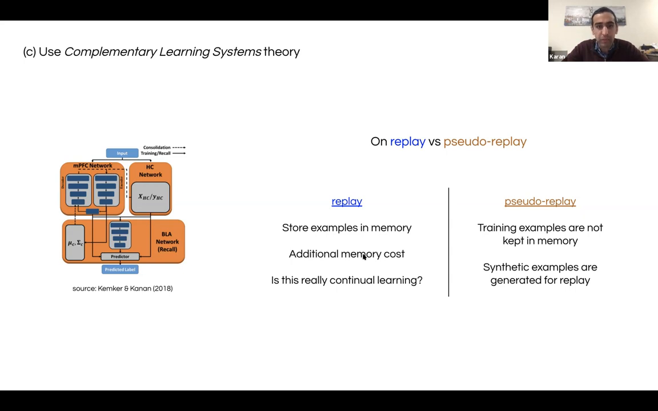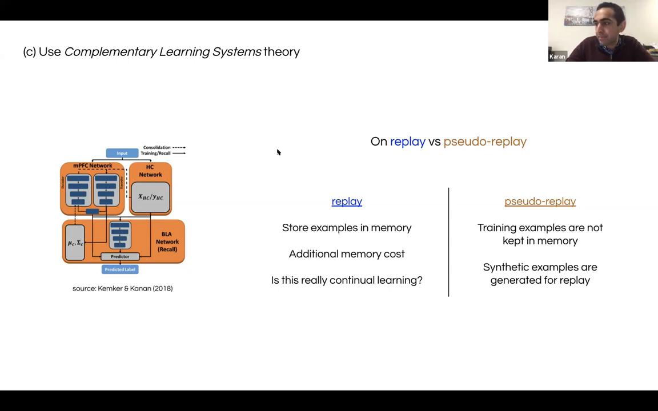So in this case, what they're doing is pseudo replay, which is, I guess, a bit different in that you're not exactly storing examples in memory, but you do have this decoder network, which is able to sort of generate synthetic examples for your replay purposes. I think this is used especially in their sleep phase, as they call it, to consolidate knowledge between the hippocampal network and PFC network.